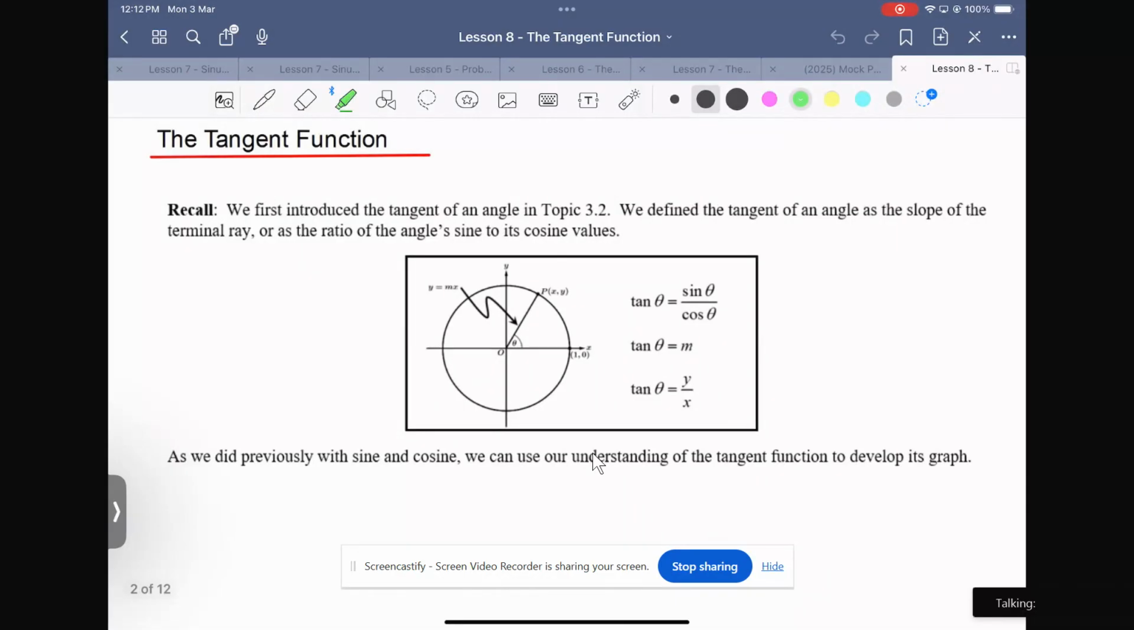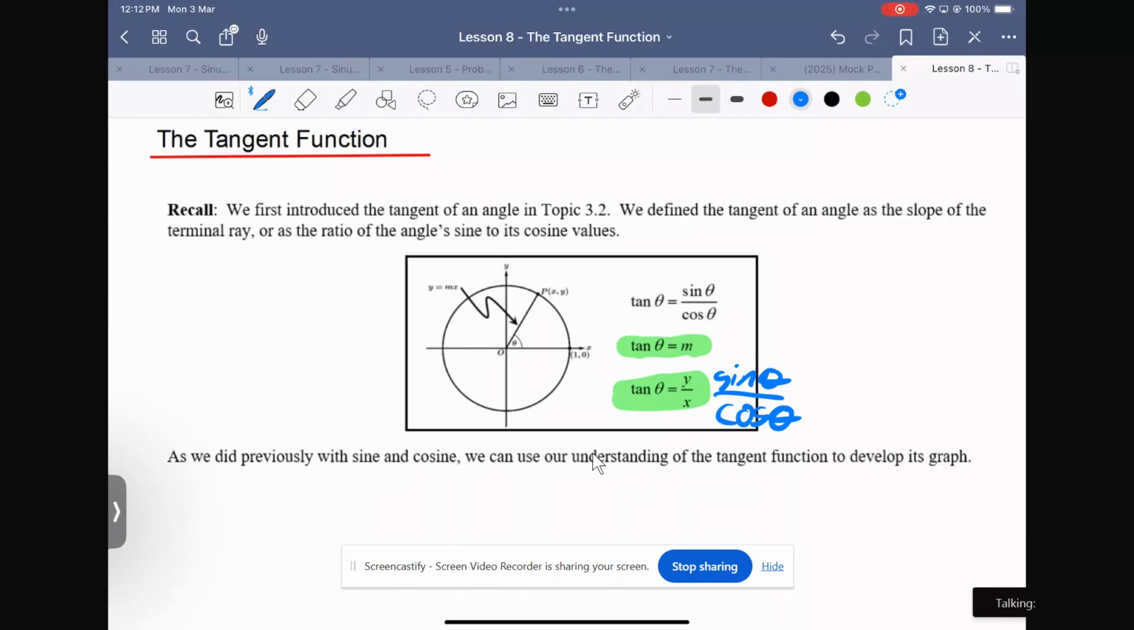So we have one way in which we define tangent of theta as being the slope of the terminal ray, and the other one is the tangent of theta is the y-coordinate divided by the x-coordinate, or in other words, it's going to be sine theta over cosine theta. These are how we define it. So what we're going to be looking at on this one particularly is that it is the slope.